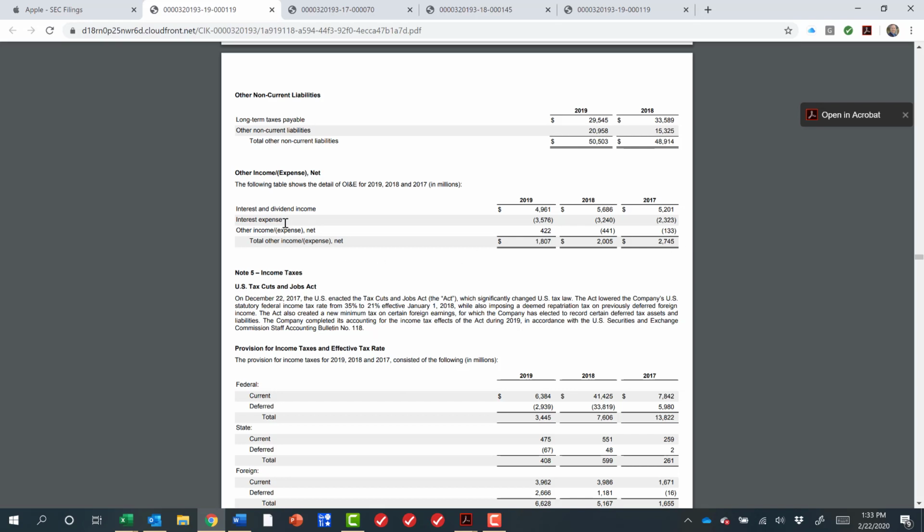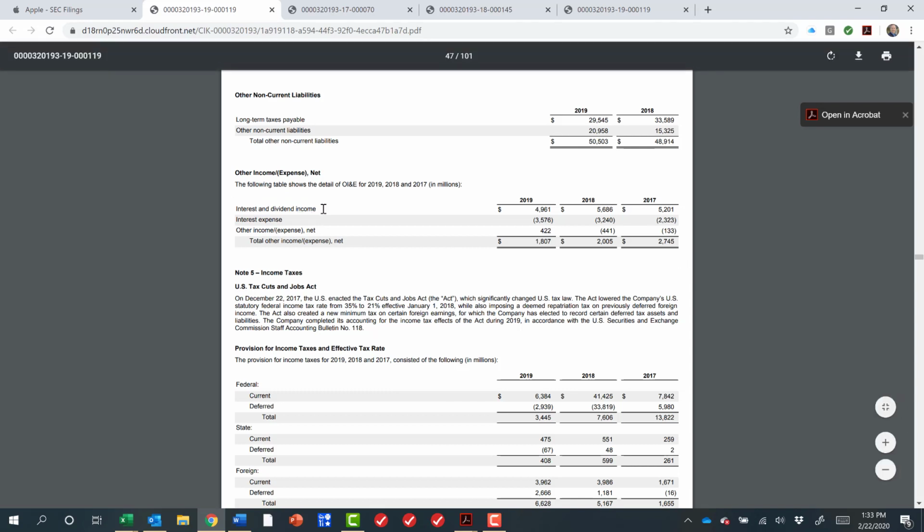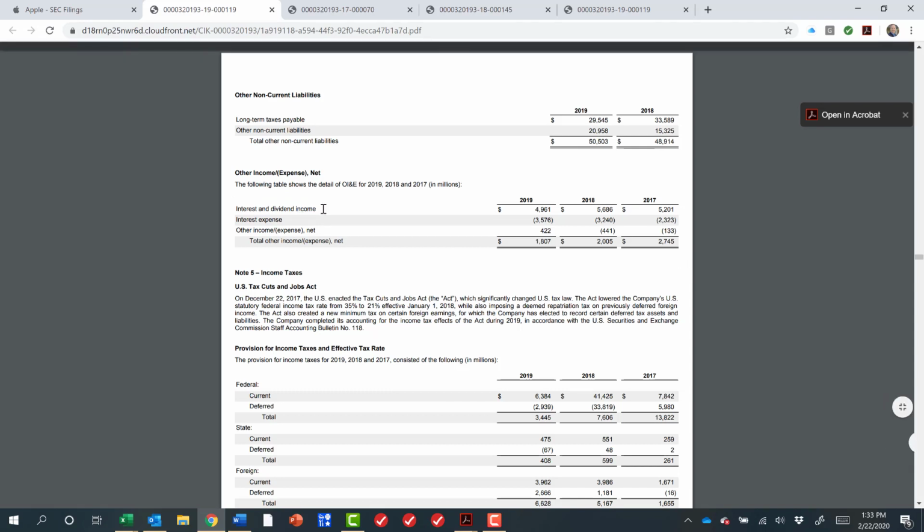And this note gives us a breakdown on those numbers. It gives us the interest and dividend income. We can think of that as our interest earned. Our interest expense, we can think of that as the interest paid on our debt. And then it lumps some other things in here, other income and expense, net. We can ignore those safely.